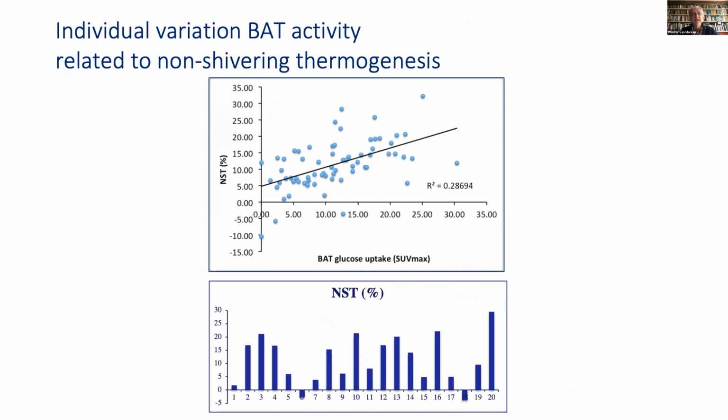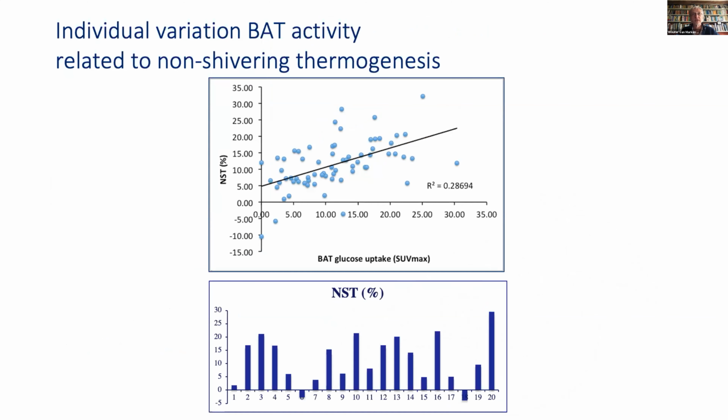So here you clearly see this huge individual variation in non-shivering thermogenesis. I lumped data from several studies here, and there is a significant relation with brown adipose tissue glucose uptake. So yes, brown fat seems to be involved in non-shivering thermogenesis, also in adult humans.